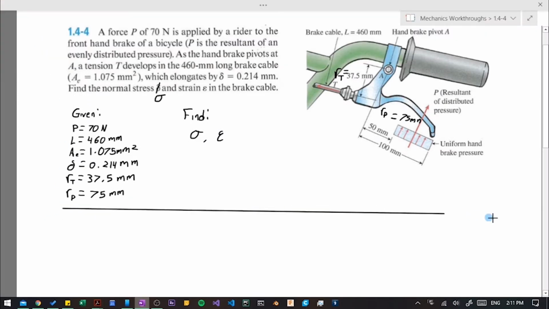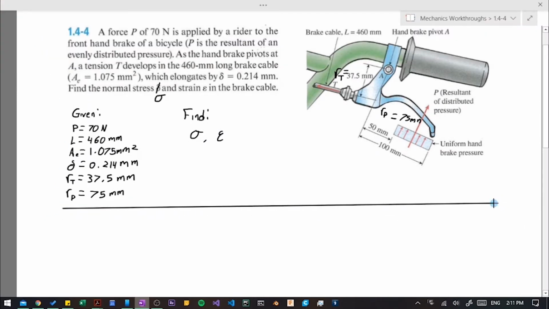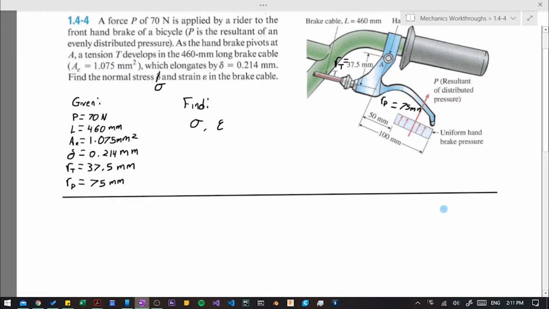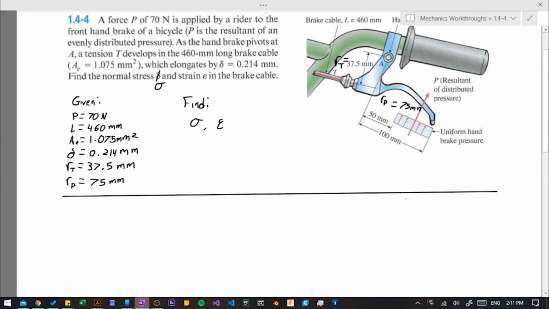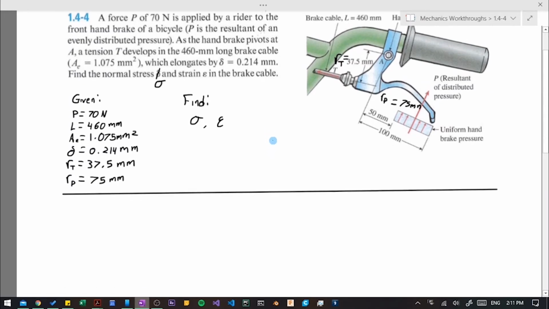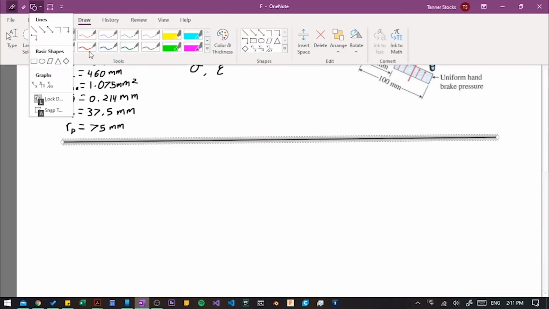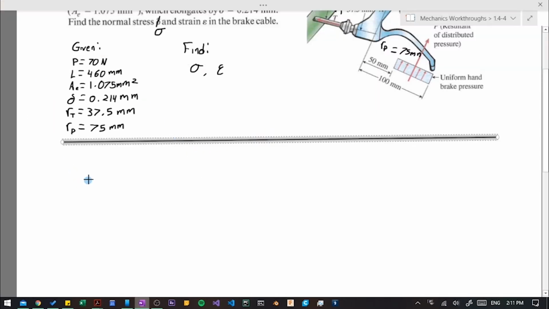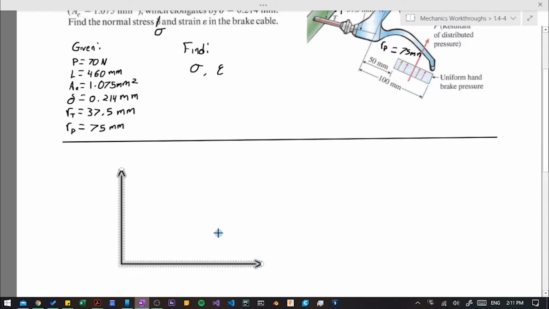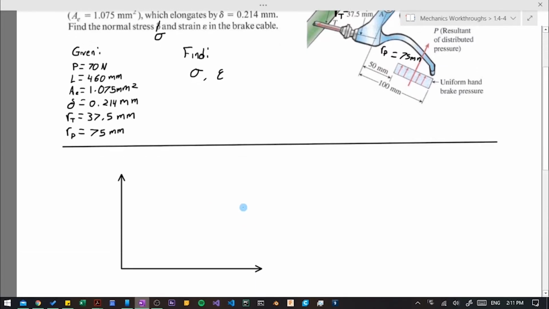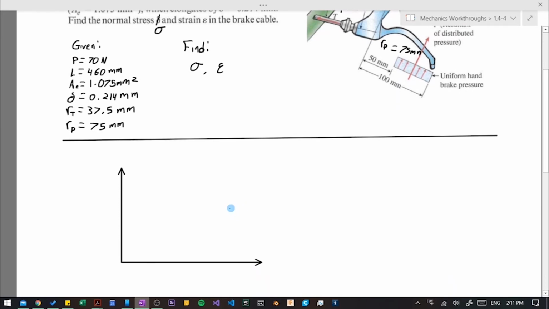And now that we are ready to start working through the problem, we draw our single line to separate the problem from our work. And we are going to go ahead and start with a free body diagram. This is important to help us see where all the forces are and how they affect each other. This will help us find force T, which is the tension in the cable.